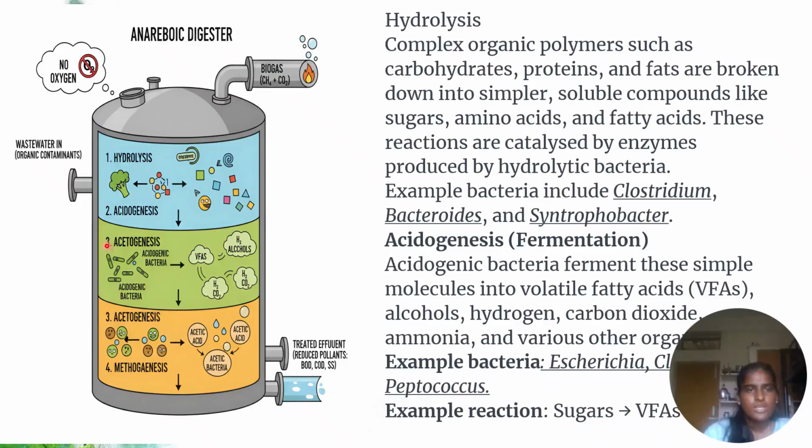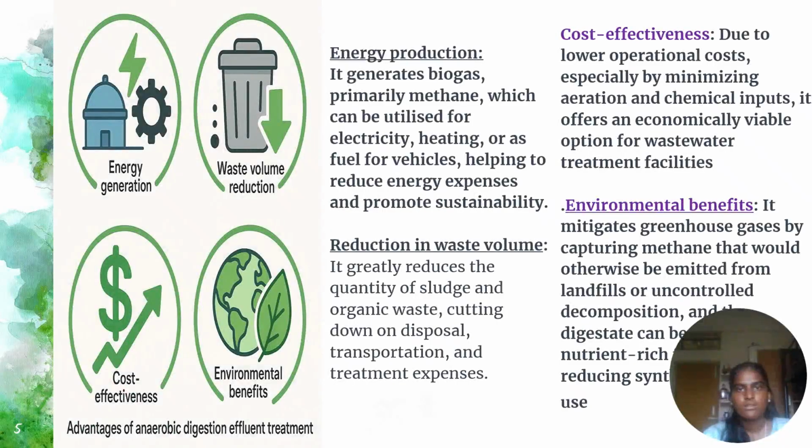Then acetogenesis happens. In this process, volatile fatty acids are further converted into acetic acid and others. Acetic acid and carbon dioxide are formed. Then they are utilized by the methanogenic bacteria, and it produces the biogas and methane.